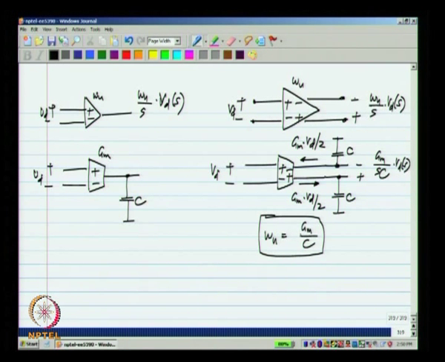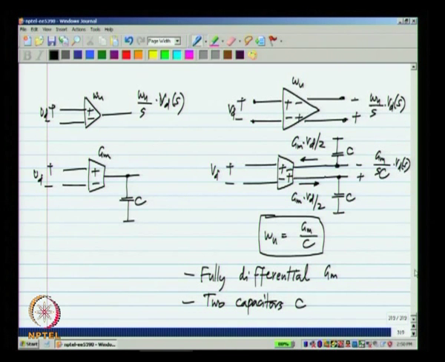Okay. So, first of all we need a fully differential transconductance G m, and we need 2 capacitors, and this is always the case. The physical structure, the schematic of a fully differential circuit will be symmetrical, it has to be. Okay. We need 2 integrating capacitors C. Okay.